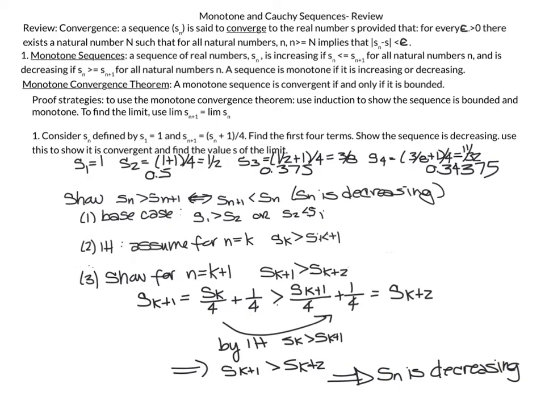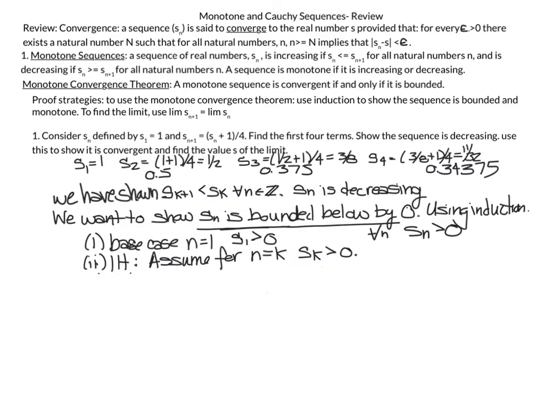Hence, Sn is decreasing. Actually, I really should have said hence this statement here is true, that S of n is always greater than S of n plus 1, which means that Sn is decreasing. So far, we have shown that Sn is decreasing. Now we want to show that Sn is bounded below by 0, and once we have shown both, decreasing and bounded, we can use the monotone convergence theorem.